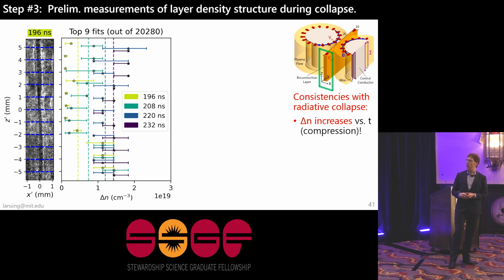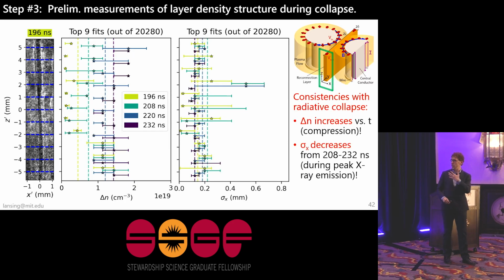So again, there's a lot going on, but broadly speaking, we see consistencies with radiative collapse. We see the density jump is increasing as time passes. And similarly, we can plot the measurements from the width of the layer, which has a little bit more scatter and more error bars, and I'm trying to clean that up. But we do see evidence of the layer itself becoming thinner as time passes, which again is very exciting to see for the first time.